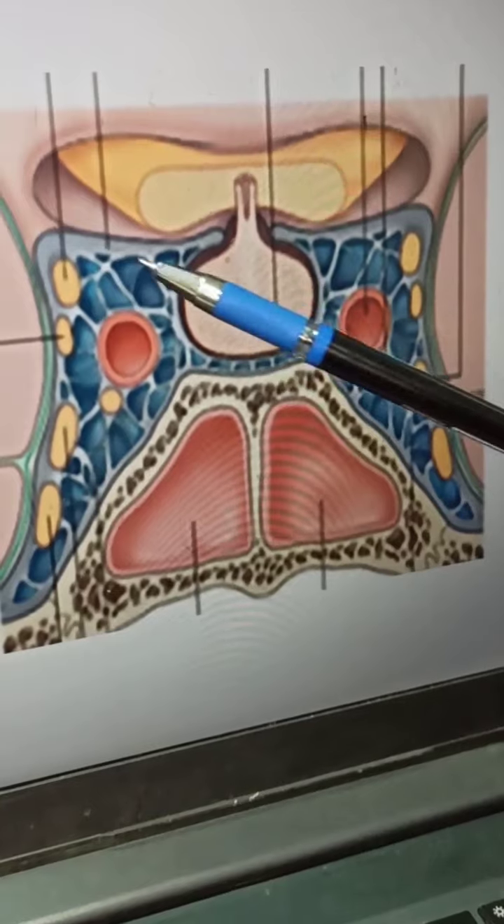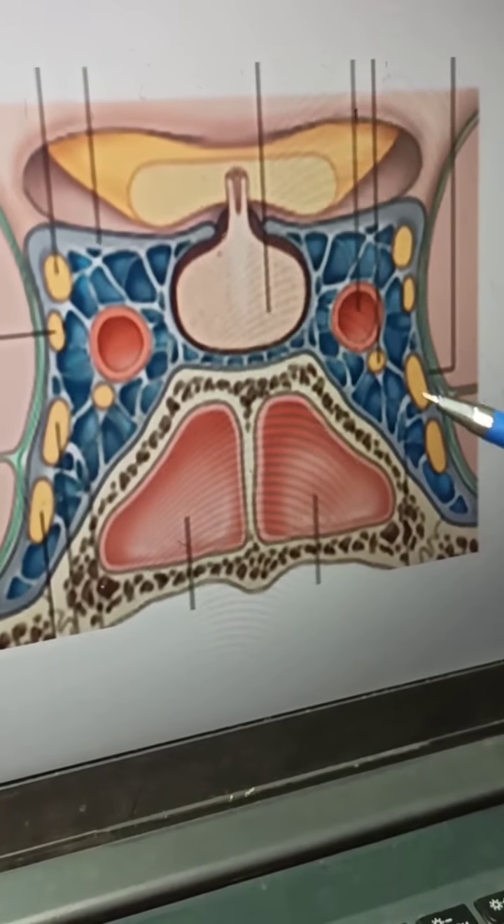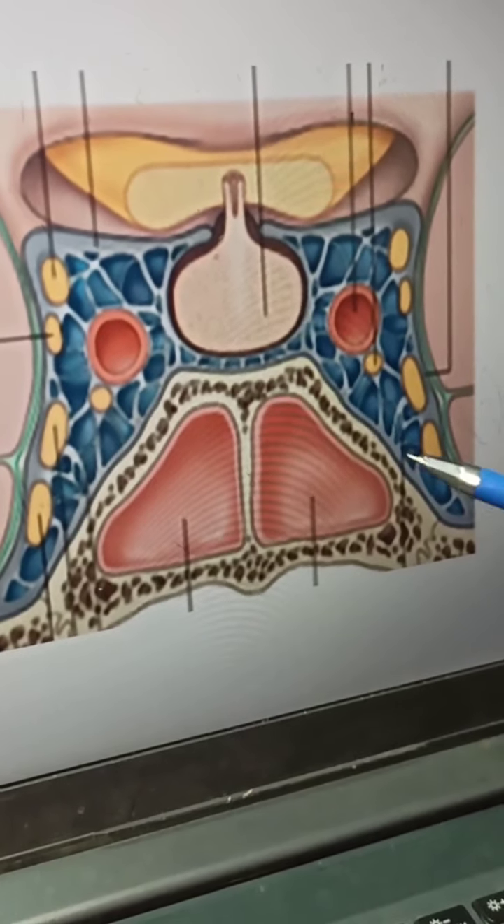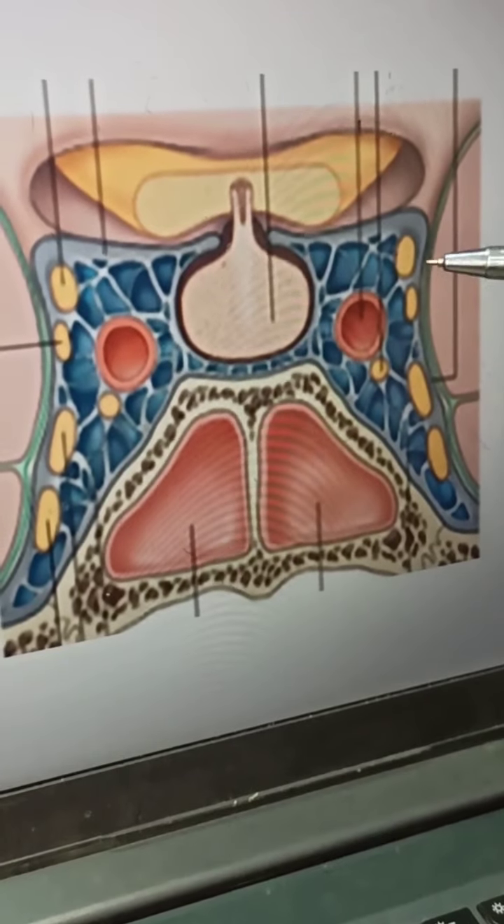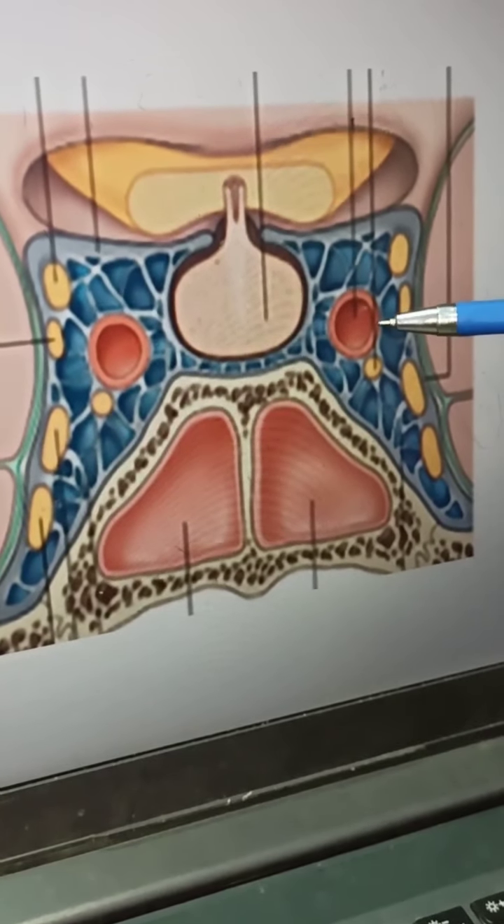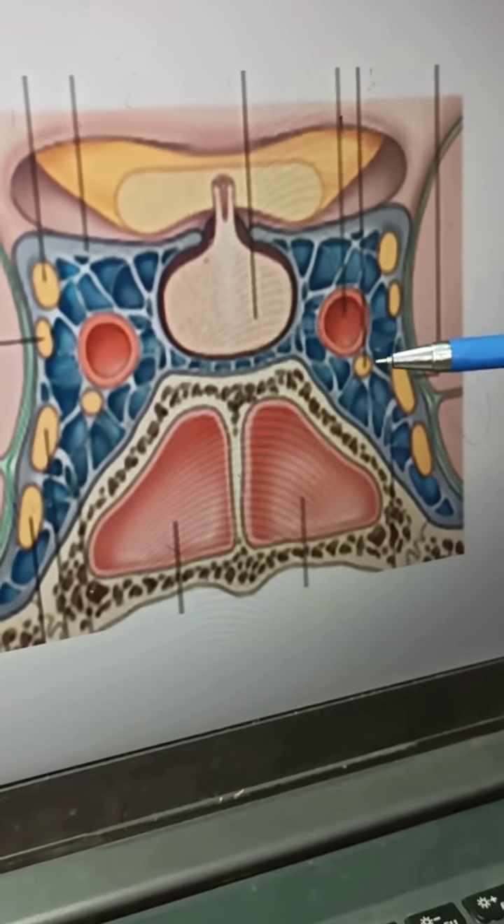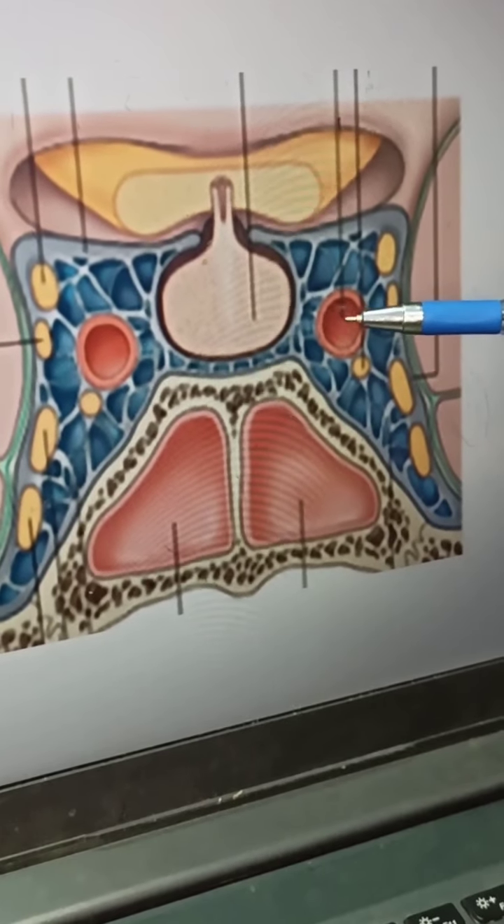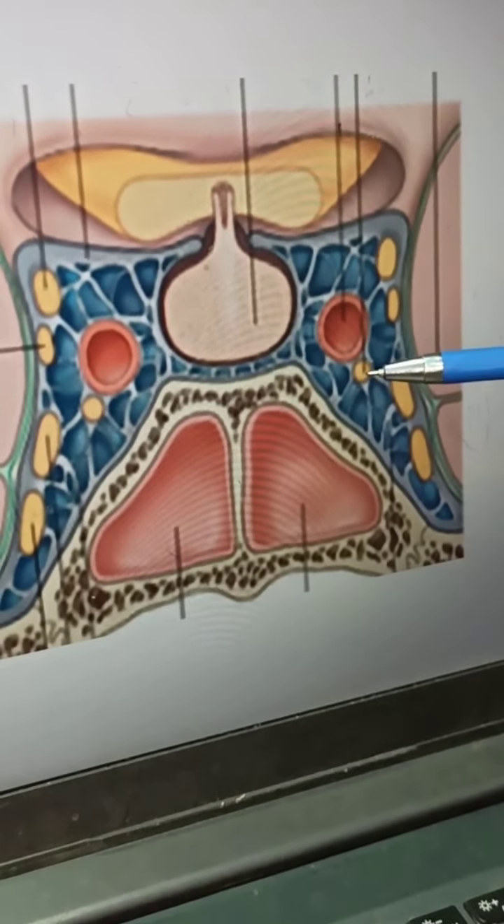On each side of pituitary gland, there is the cavernous sinus. Inside the cavernous sinus are these two structures, internal carotid artery and abducent nerve.